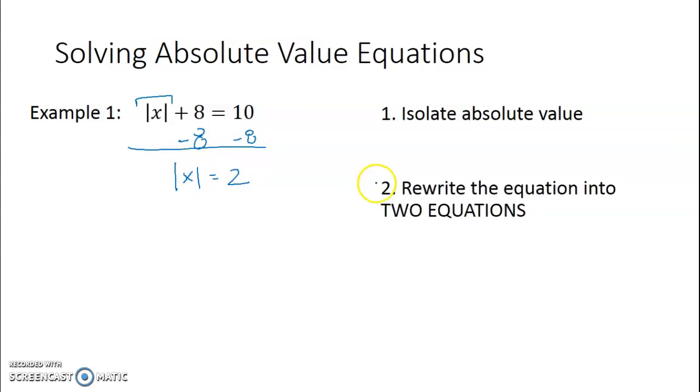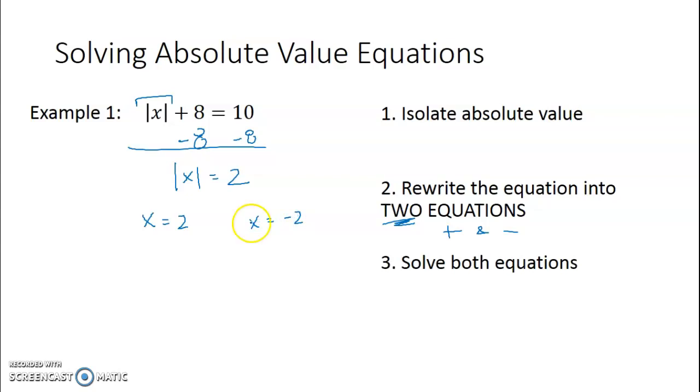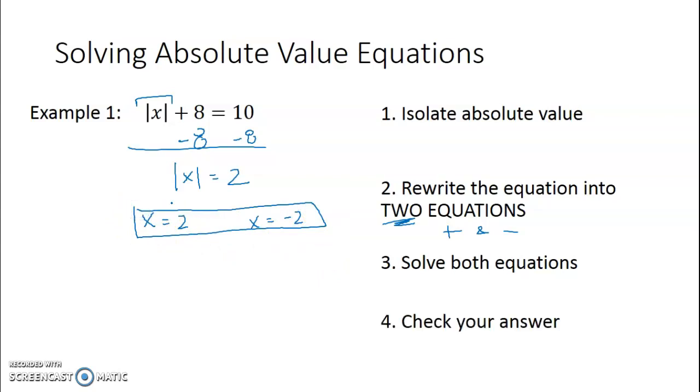From there, I'm going to rewrite the equation into 2 equations. One positive and one negative. So my inside here does not change, but I'm going to set it equal to a +2. I'm also going to set it equal to a -2. I will continue to solve if needed. These are both just x equals. And then I'm going to check my answer.